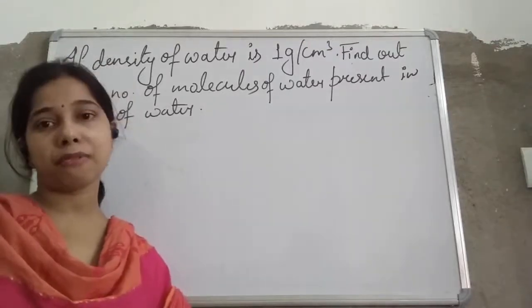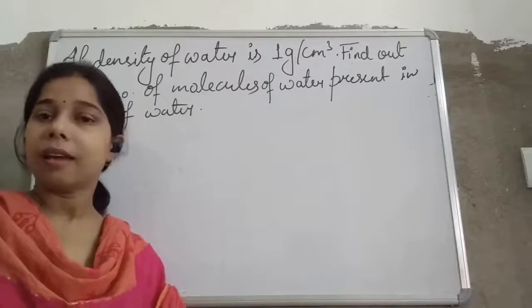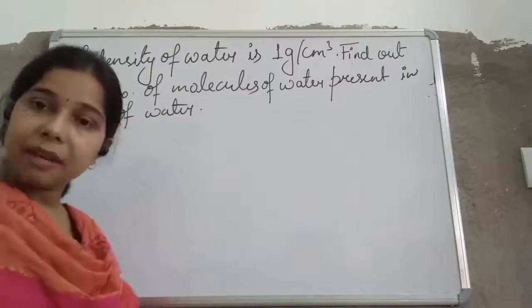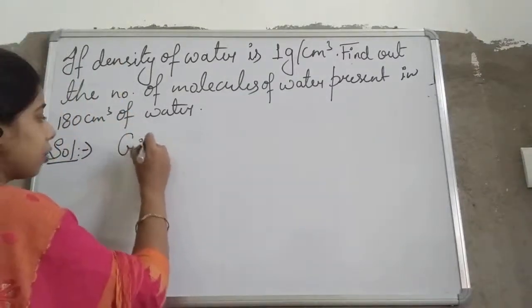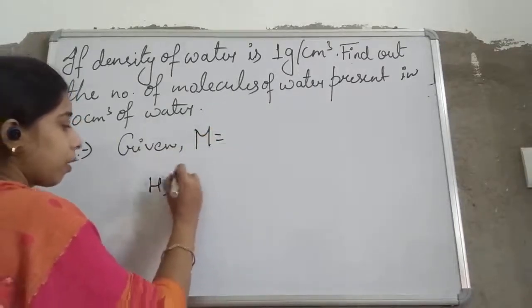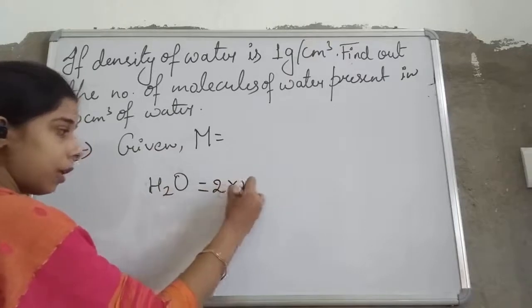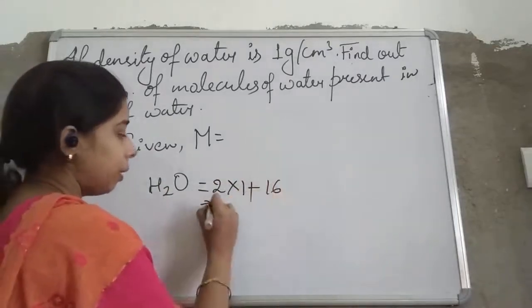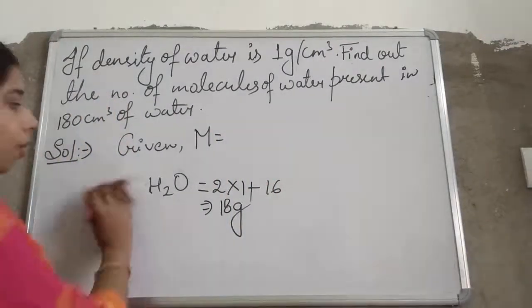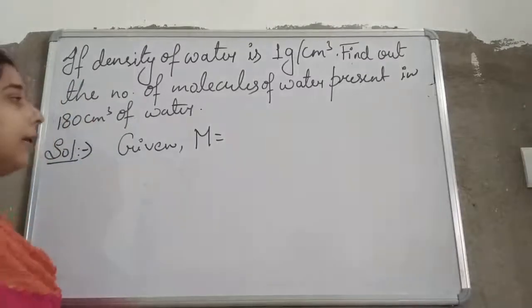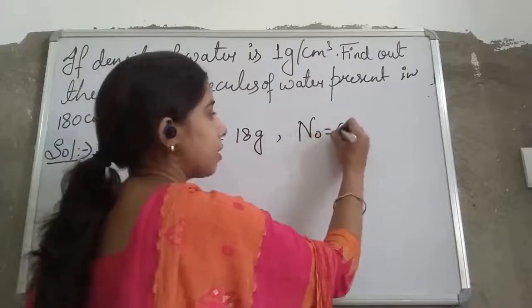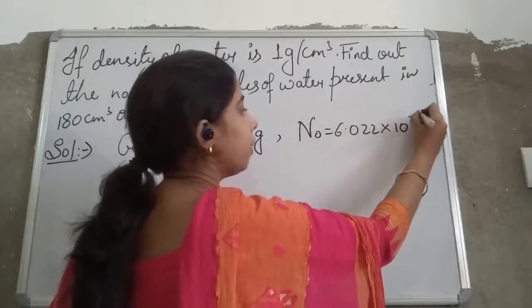For finding the number of molecules, the things we need are the molecular mass and Avogadro's number. We can find the molecular mass. The molecule is H2O, so 2 into 1 atomic mass plus 16 will be 18 gram. So the molecular mass of water is 18 gram. Next is Avogadro's number, that is 6.022 into 10 the power 23.